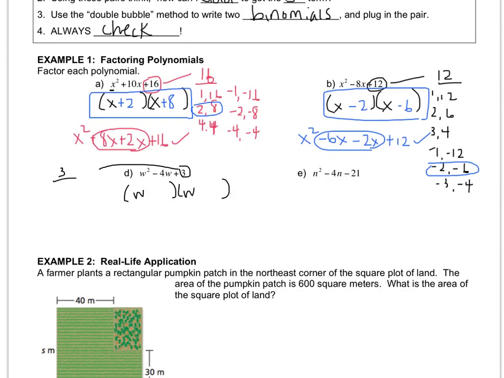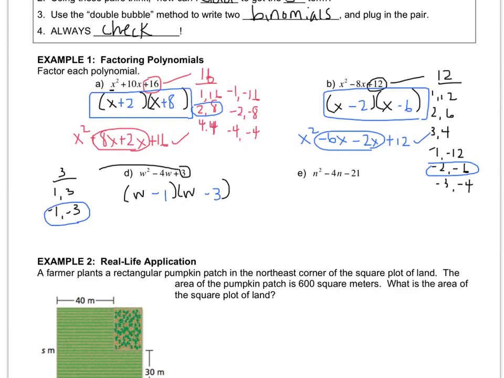And what number is multiplied to +3? Well, either 1 times 3 or -1 times -3. Those are the only two. Which pair gives you a -4 when you add them? It's this pair right here. So then you just plug them in.